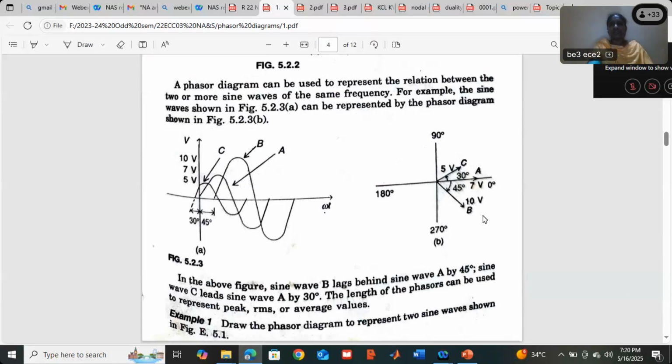So you remember, this is the phasor diagram. This is in terms of waveform. I already showed you in terms of equation how we have to go about it.